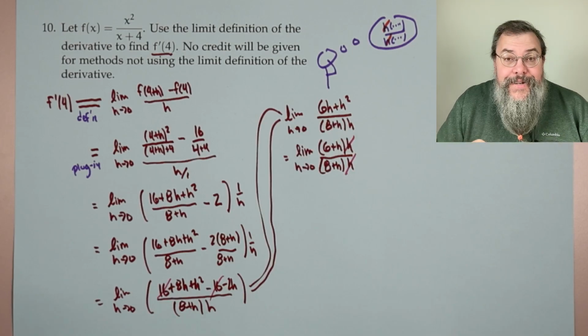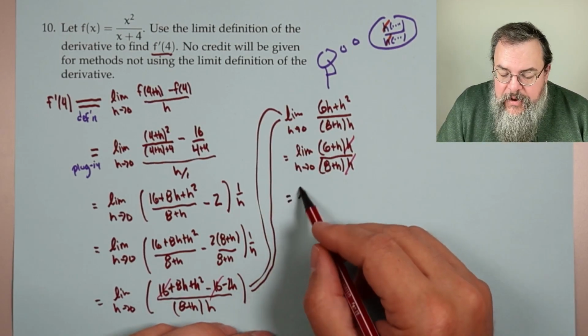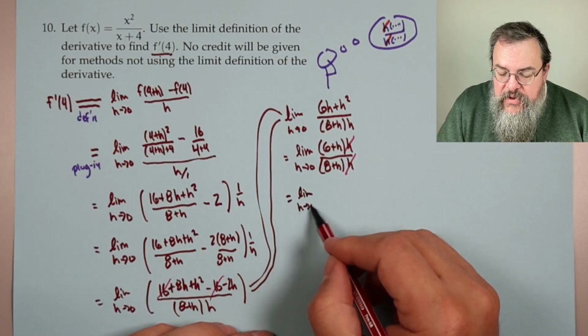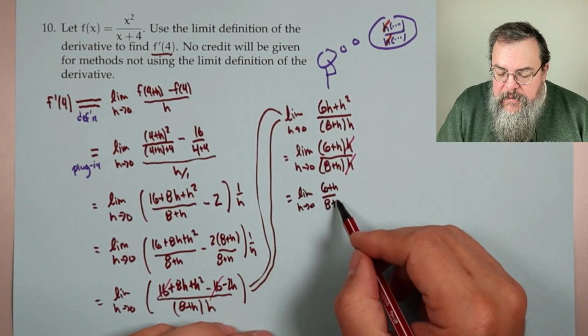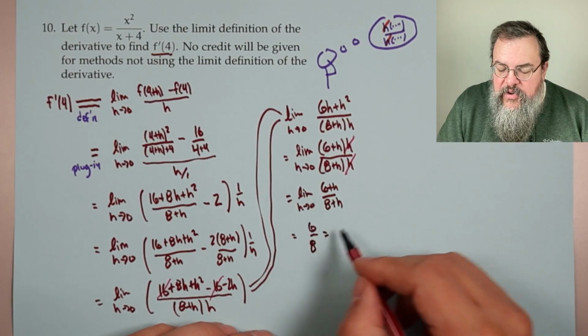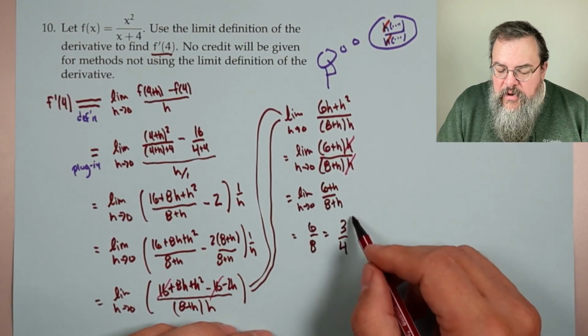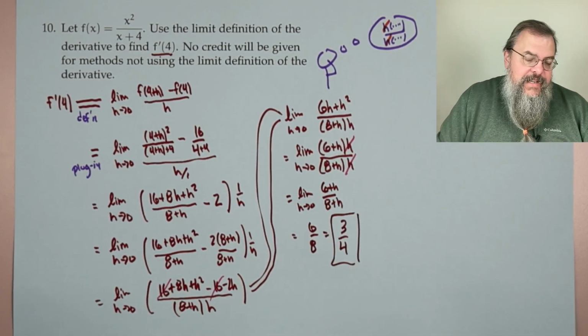All right, now we're not done yet because we haven't plugged in h goes to 0. I'm going to write it one more time, but usually you just plug in h equals 0 at that stage. 6 plus h over 8 plus h. This becomes 6 over 8, also known as 3 over 4. And we're done.